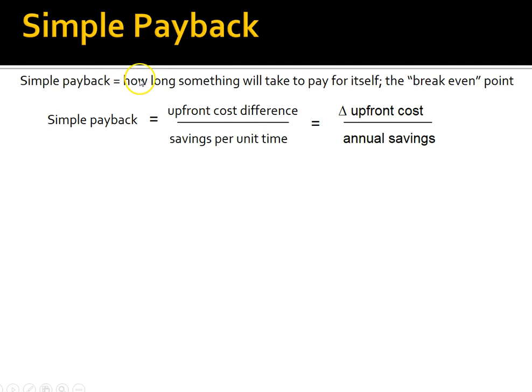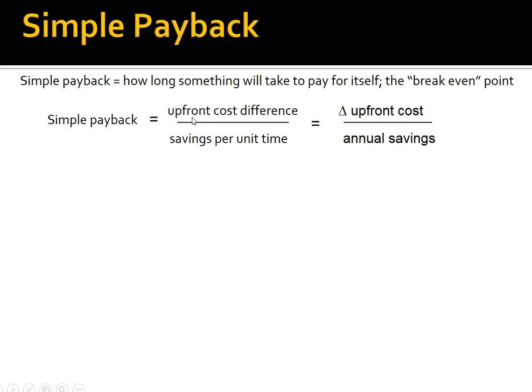So simple payback just tells you how long something will take to pay for itself, the sort of break-even point. So if I have a simple payback of 4 years, that means in 4 years, I have an upfront cost, and in 4 years, I'll save enough money to have paid for that upfront cost. Okay, so something that's very intuitive that people generally readily understand. The formula to calculate it is actually very simple.